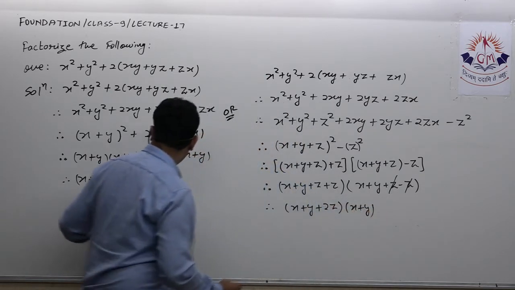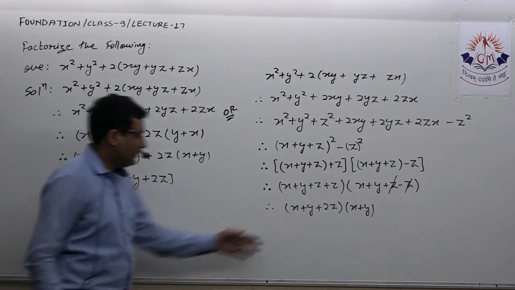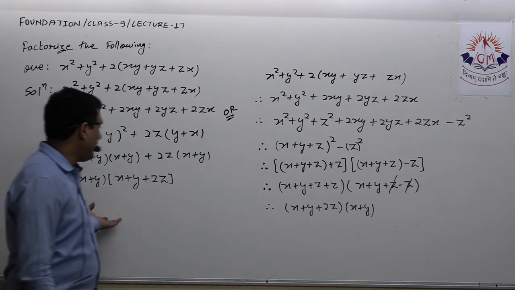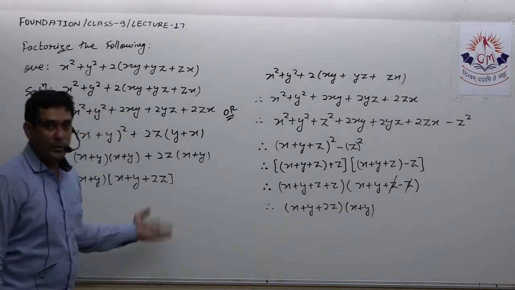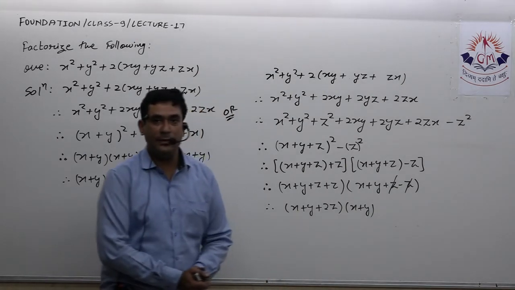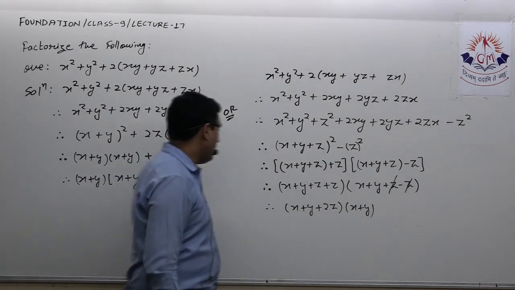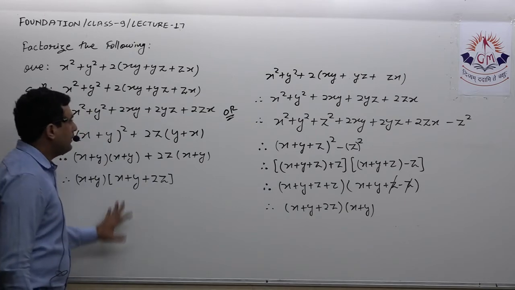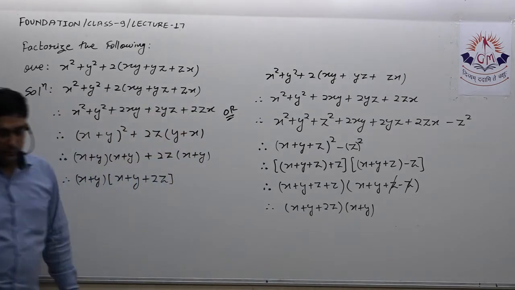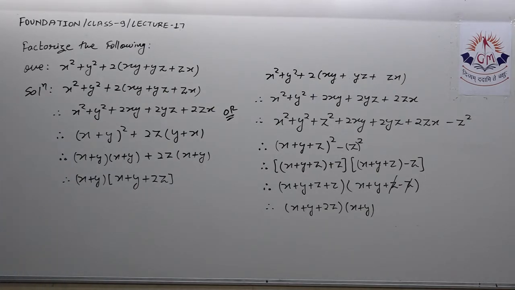So you can see even though the answers are the same, only the sequence is different, but that doesn't matter because these two are a product. Whether I write 2 into 3 or 3 into 2, even while multiplying, if I change the order, it doesn't matter, it remains the same. So there are two ways, first one and this is the second one. So note down the second one, and then we will see the next question.